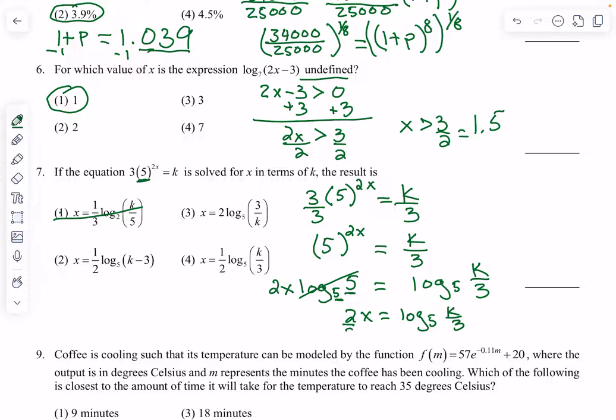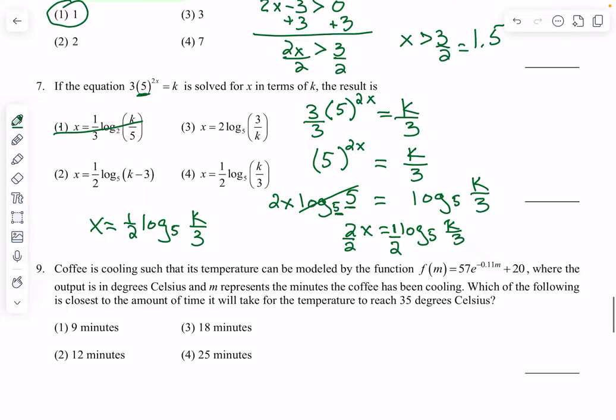So all I have to do is divide both sides by 2. But where do I divide? I can't divide inside the log. There's a 1 out here. I got to divide that by 2. So my x will be equal to 1/2 log base 5 of k over 3.